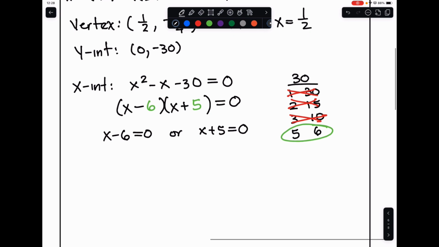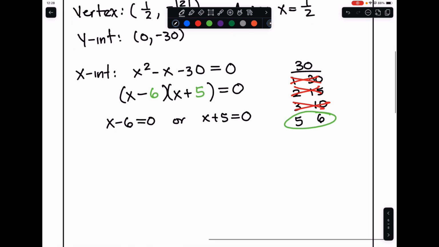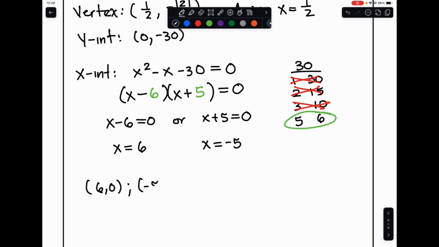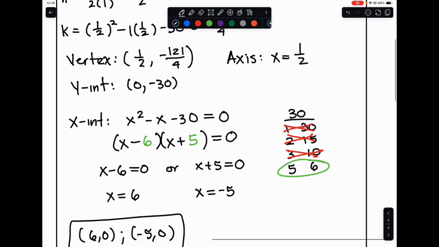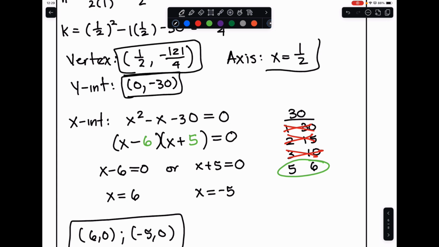And since we don't know which one it's going to be, we're using that, again, inclusive OR. So we have two places where it's going to cross the x-axis. It's going to cross the x-axis at +6, and at -5. So those are the x-intercepts, along with my y-intercept, my vertex, and my axis of symmetry.